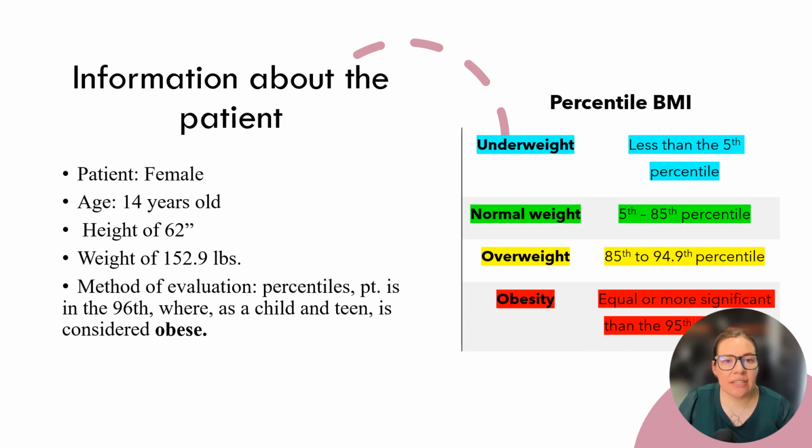For this case, we have a female. Her age is 14 years old. Her height is 62 inches and her weight is 152.9 pounds. The method of evaluation that we use for adolescents is the percentile. With percentile, we calculate the BMI, and in this case, she has a 96.